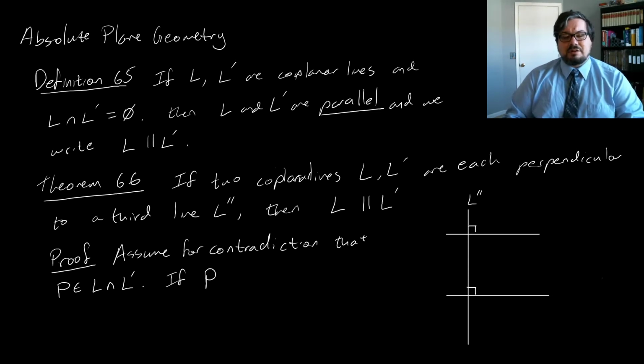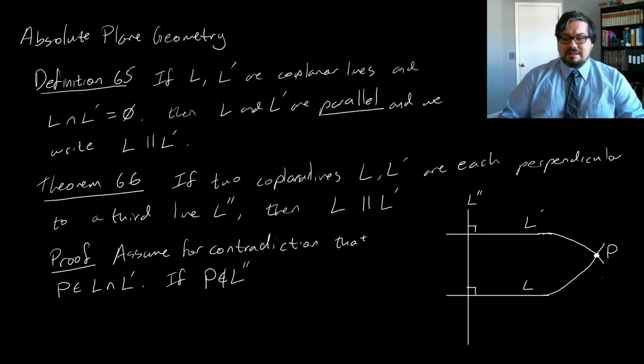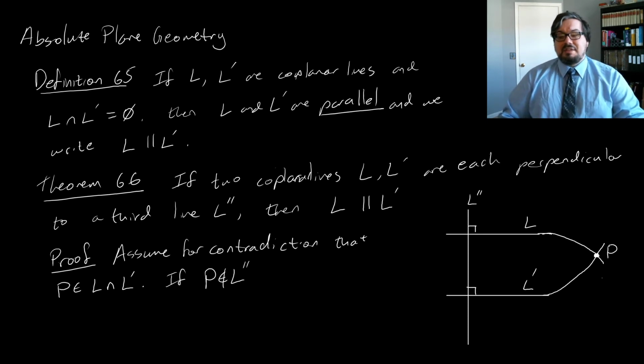Let's just consider the case that P does not lie on L double prime. If that's the case, then we have a picture like this. And of course, the way that we draw it is going to look wrong, but that's because we're doing a proof by contradiction. We're going to try and show why the picture that we've drawn can't happen, can't work. And so what we have here is the line L double prime, and then we've got two lines L and L prime that are both perpendicular to L double prime that pass through the point P.